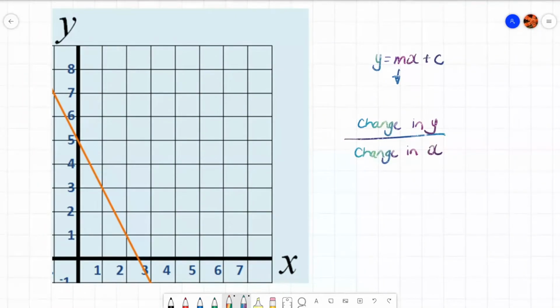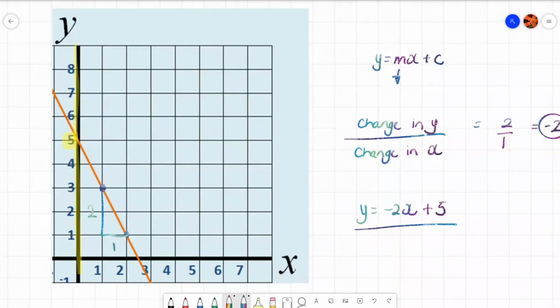Okay, pick 2 coordinates, picking that one and this one here. Draw my triangle. The difference between 1 and 3 is 2. The difference there is just 1. So my gradient is 2 divided by 1, which is 2. But look, the graph's going downhill. Therefore, the gradient is negative 2. So y equals minus 2x. Well, where does the line cross the graph on the y-axis? At number 5. So it's plus 5. And that is the equation of my line.